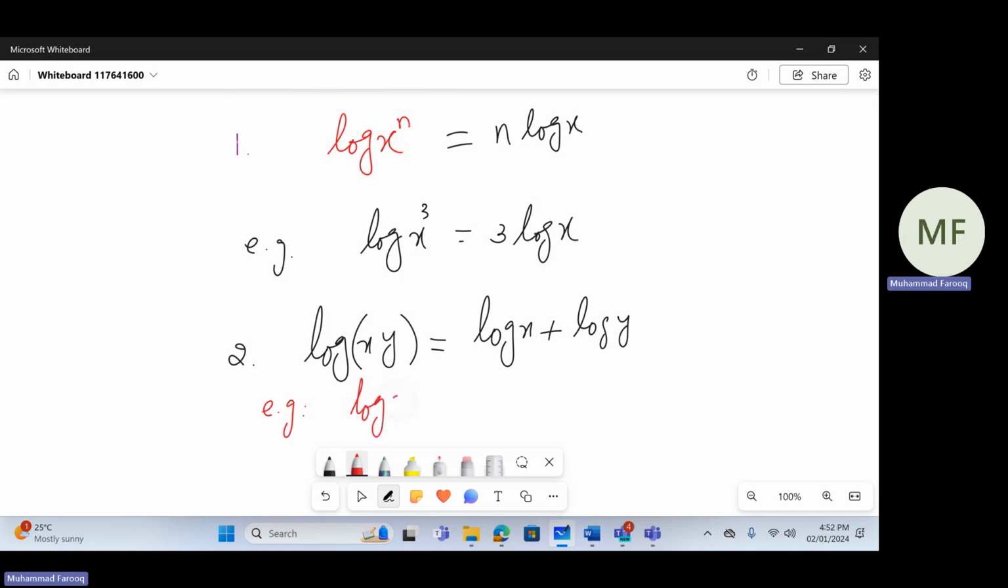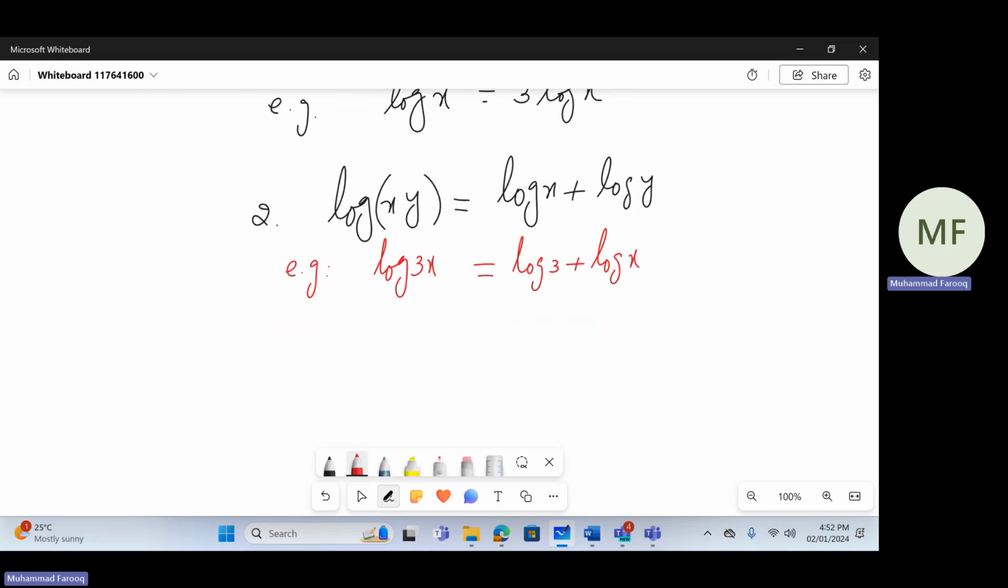For example, how can I write log 3x? The argument has a product, 3 and x, so you can break it. You can say log 3 plus log x. Very good. I hope you understand the property. Number 3, if the argument has a quotient or division, like that, what can we do? We expand with subtraction.